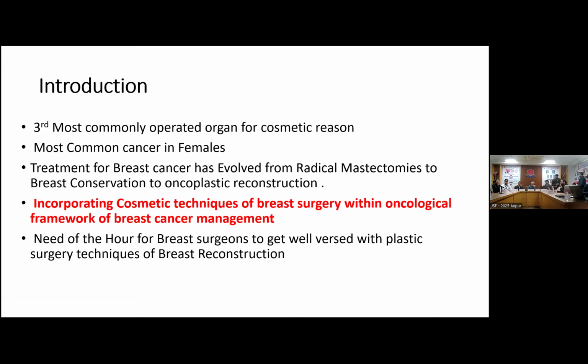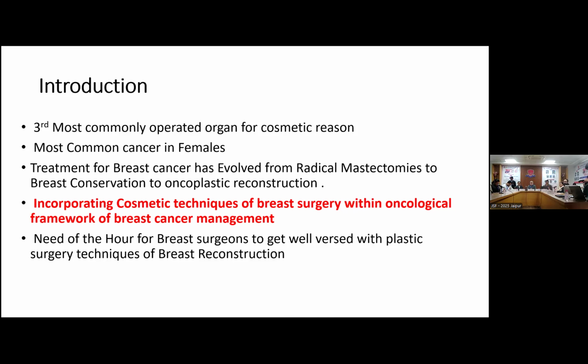So, introduction: the breast is the third most commonly operated organ for cosmetic reasons, and breast cancer is the most common cancer in females. The treatment of breast cancer has evolved from radical mastectomies to breast conservation to oncoplastic reconstruction. Now we are incorporating the cosmetic techniques used primarily by plastic surgeons into the oncological framework for breast cancer management.